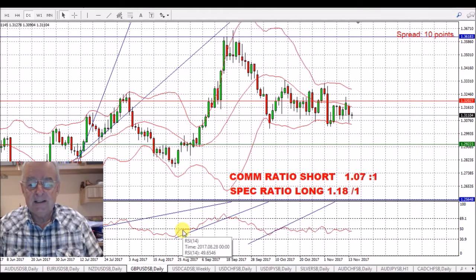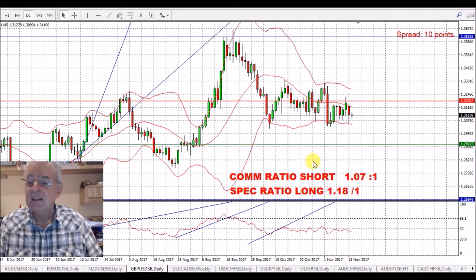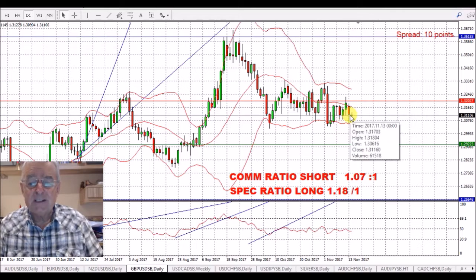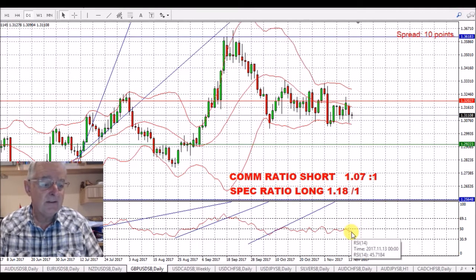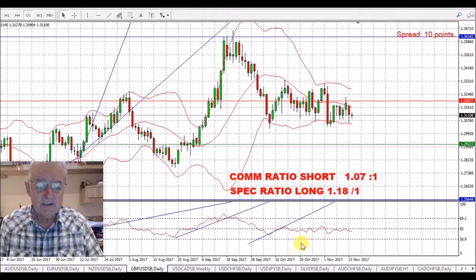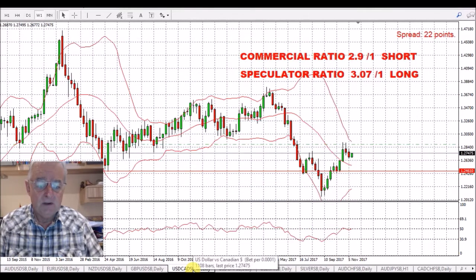Pound USD is basically sideways movement. The commercials have a short ratio of 1.07 to 1, which is the same as last week, I believe. Very small. I am expecting this to continue to the downside, so we'll see how that goes later in the week. We are below the 50 on the RSI, at 45.4. So see where that goes.